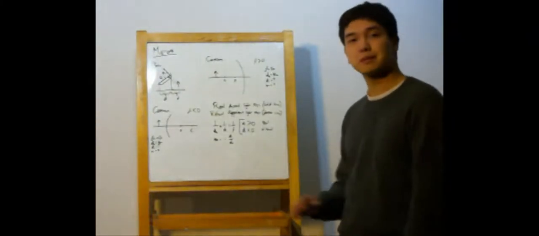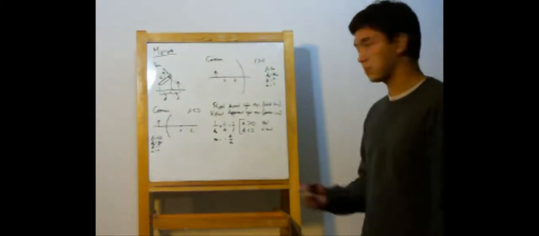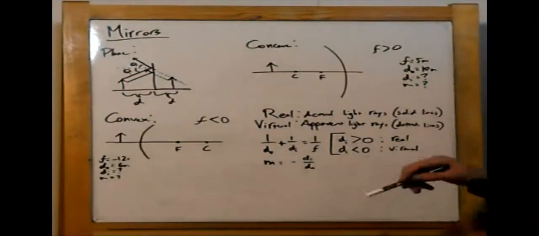First up, concave. If you want to remember what a concave mirror looks like, note that it looks kind of like the opening of a cave. So let's take this apart. We have a focal point and a center point. What does center point mean?